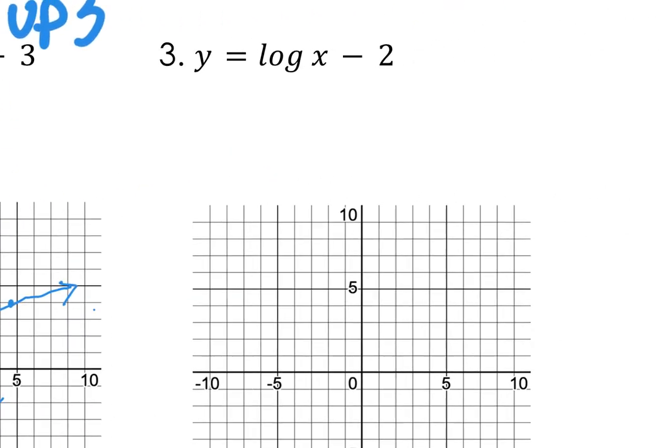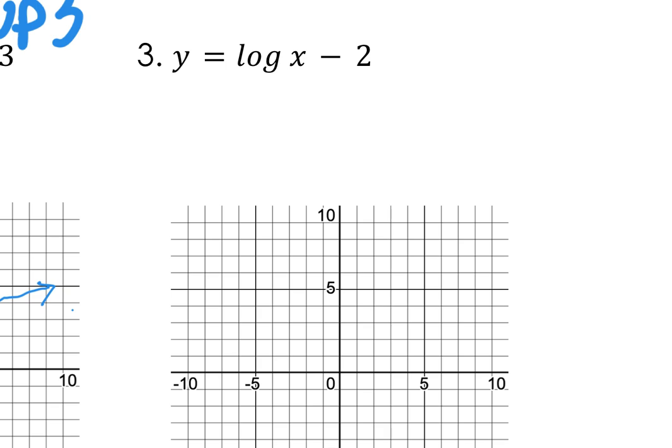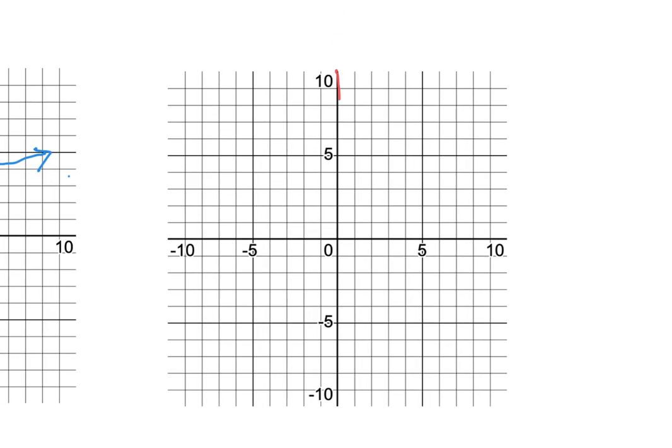Let's go to number 3. We have this -2. This -2 tells us our origin will go down 2. So let's put in our vertical asymptote here. Here is our vertical asymptote. And let's take our origin down 2. So 1, 2, there's our new origin.